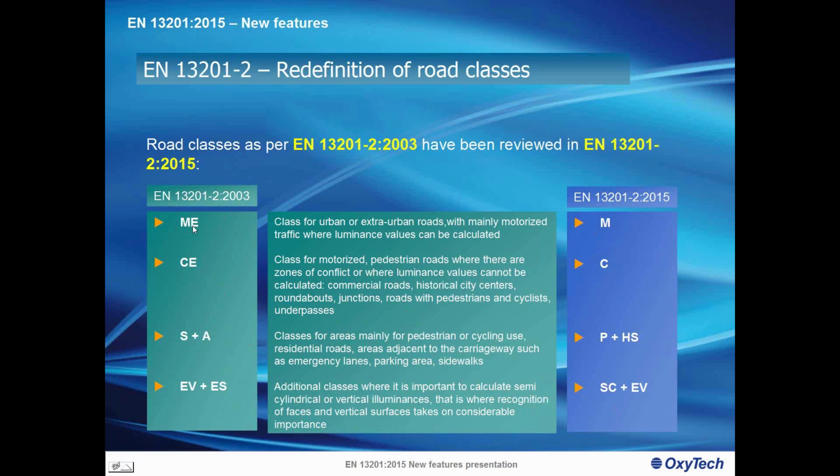So, for example, the ME classes are now called M classes. The CE classes are called C classes. The S and A are called P and HS. The ES and EV are called SC and EV. EV is the only class that didn't change at all, so it stays absolutely the same as before.